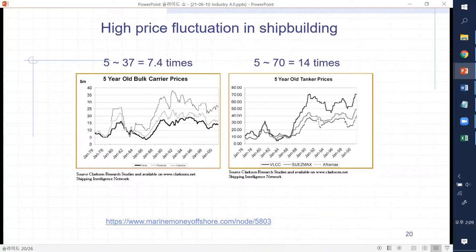And the right-hand side is oil tanker. So oil tanker has more fluctuation. During the same period of time, the price fluctuation is 14 times, not twice, 14 times of fluctuation. The highest and lowest range is very big.